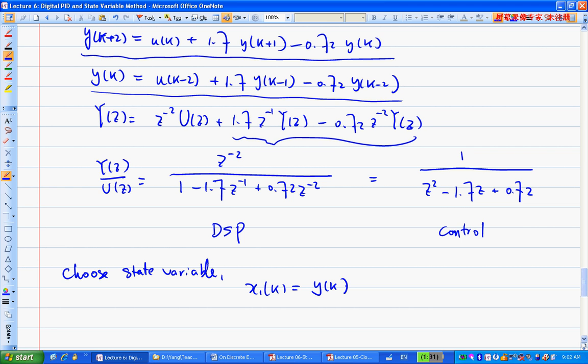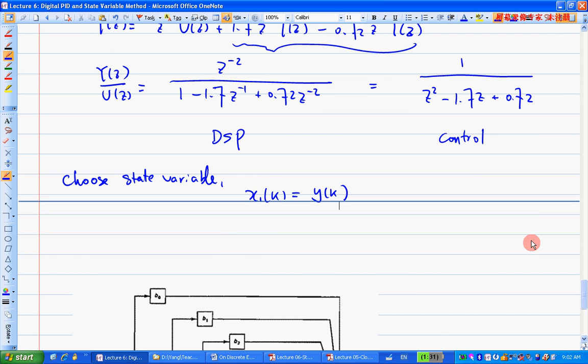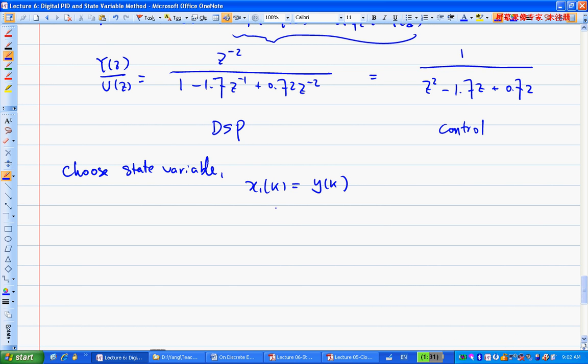Is that okay? You may wonder, can you choose something else? Yes, you can. But as I mentioned, you do have an infinite number of choices. I'm going to choose x2 of k to be y of k plus 1. Now you also need to bear in mind, y of k is the output. If I compare this second state variable with the first, what's the connection? It's basically x1 of k plus 1.